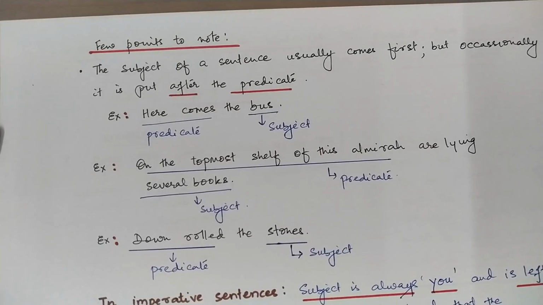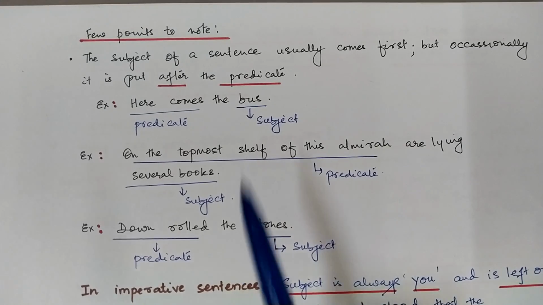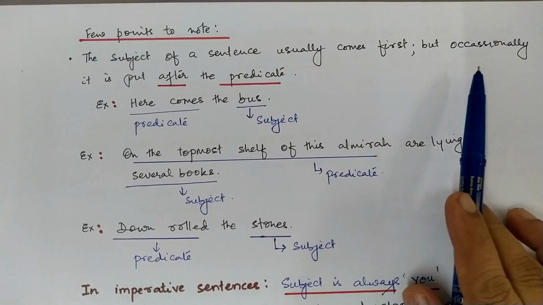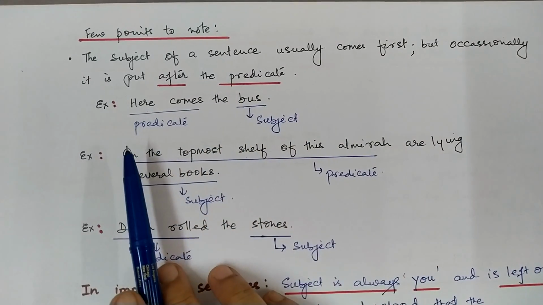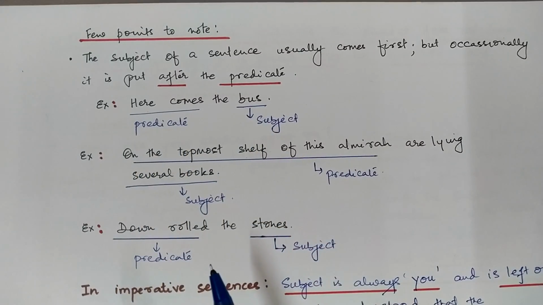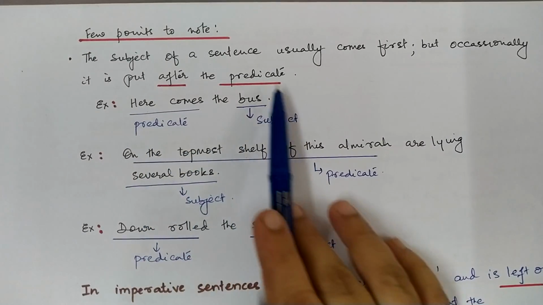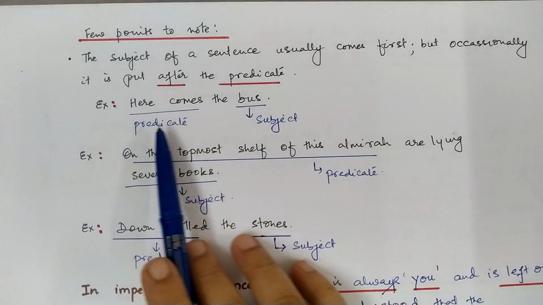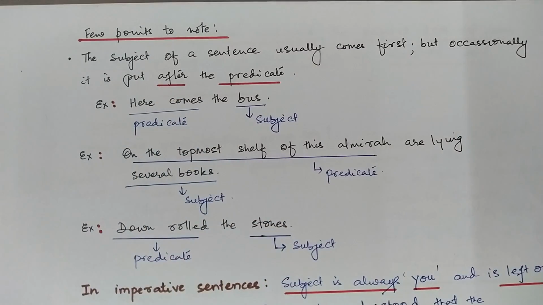Now few points to note, children, are: the subject of a sentence will usually come first, but occasionally it is put after the predicate. For example, here comes the bus. Now children, whenever any sentence is given to you, first identify the subject in the sentence. So in the sentence, here comes the bus, bus is the subject. In this sentence, the predicate is here comes.